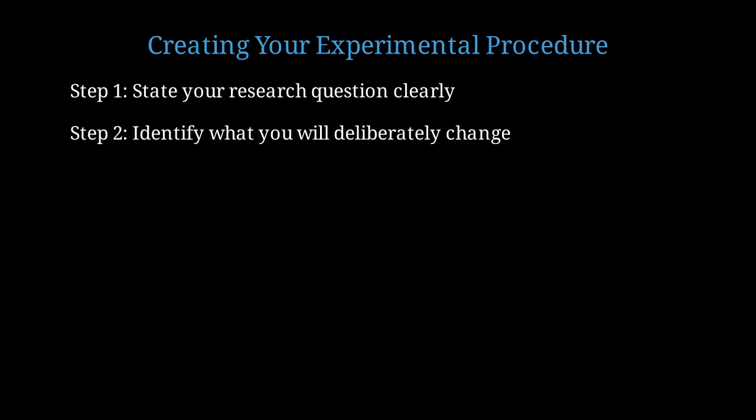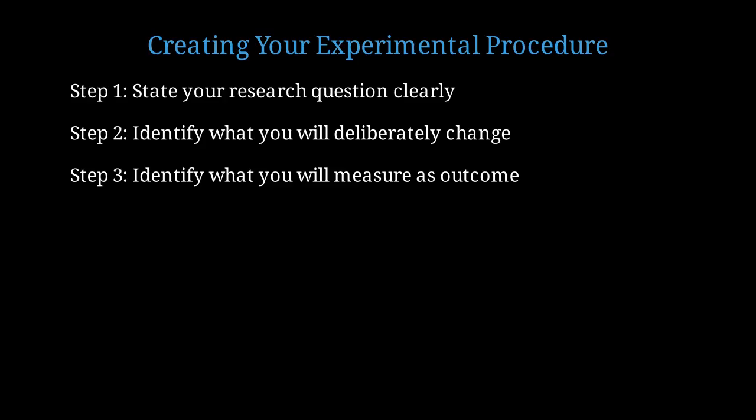Step 1. State your research question clearly. For example, how does fertilizer amount affect tomato plant growth? Step 2. Identify what you will deliberately change. This becomes your independent variable, in this case, grams of fertilizer per week. Step 3. Identify what you will measure as the outcome. This is your dependent variable, perhaps height of plant in centimeters or mass of tomatoes produced.